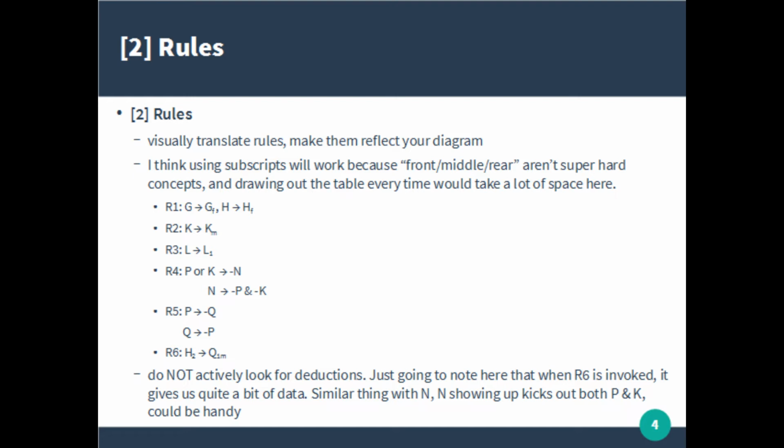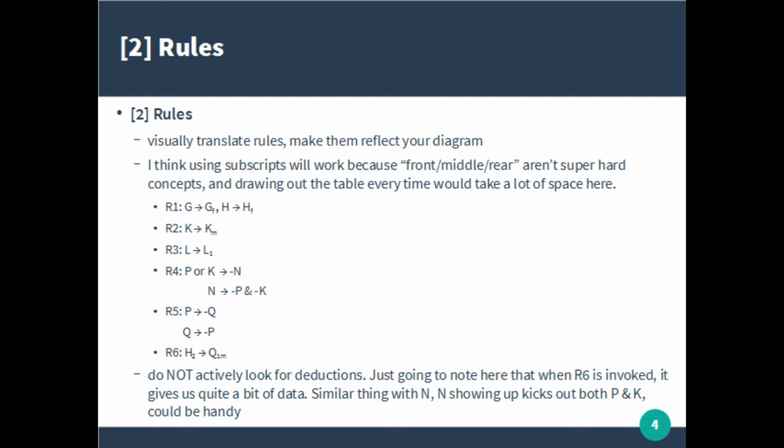So starting with rule number 1. This one tells us anytime we use a G, so if G shows up, G is in a front position. Same thing with H. If H shows up, H is in a front position. Rule number 2 tells us if we do use K, K is always in a middle position. Rule 3 tells us if L is used, L is always on team 1. No positional data, it just tells us team 1.